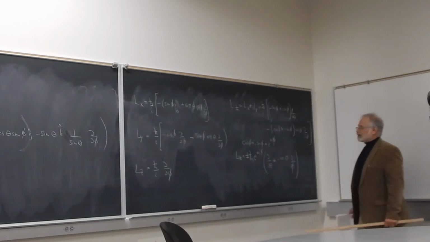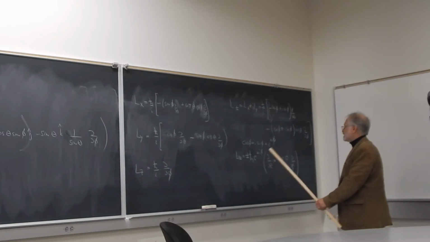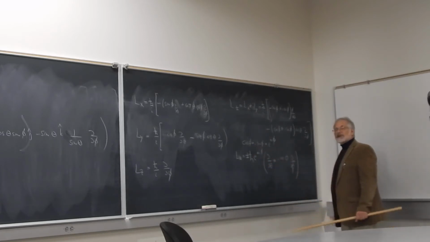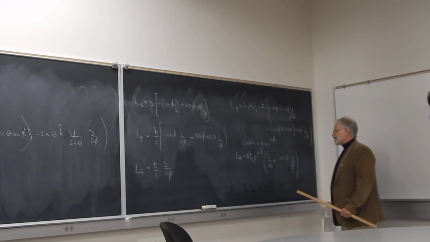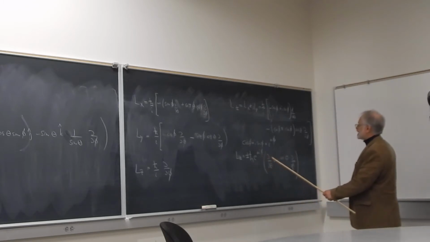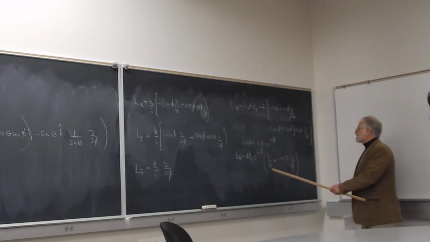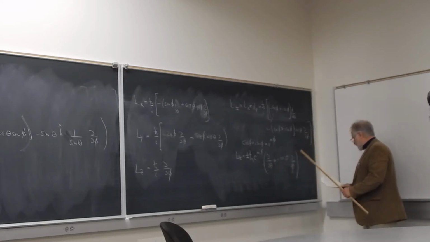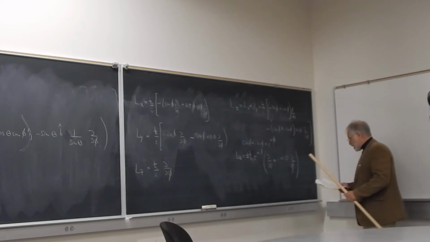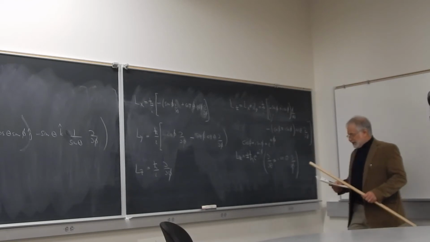Just to keep in mind, one of the shortcuts we can take is to use cosine phi plus or minus i sine phi, which of course I can write as e to the plus or minus i phi. That might make things a little bit cleaner. So my L plus-minus operator looks like plus or minus h bar e to the plus or minus i phi times this term, d/d theta plus or minus i cotan theta d/d phi.